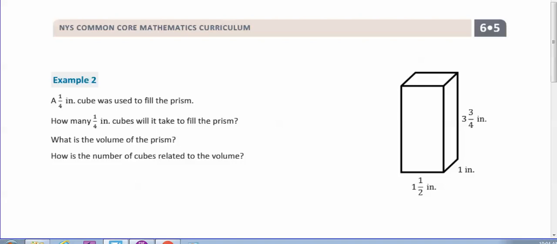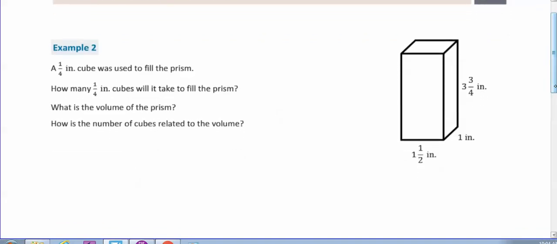Okay, on the next page we have example 2, and in this example we have a rectangular prism that has a length of 1.5, a width of 1, and a height of 3 3/4. So it says a 1/4 inch cube was used to fill the prism. How many 1/4 inch cubes will it take to fill the prism? What is the volume of the prism? And how is the number of cubes related to the volume?